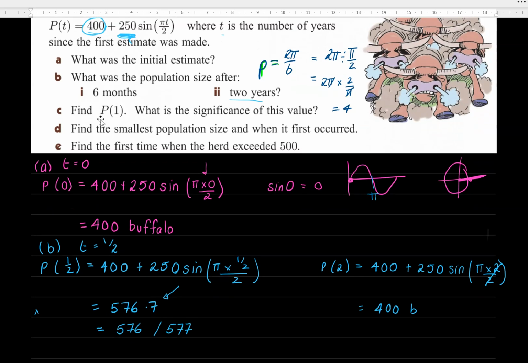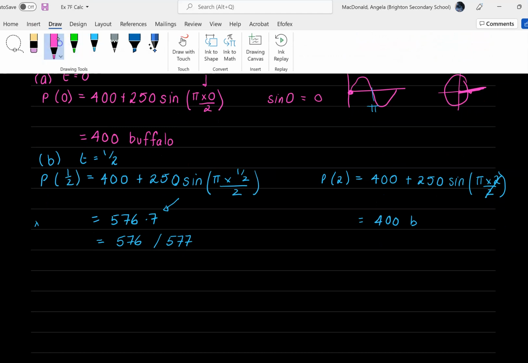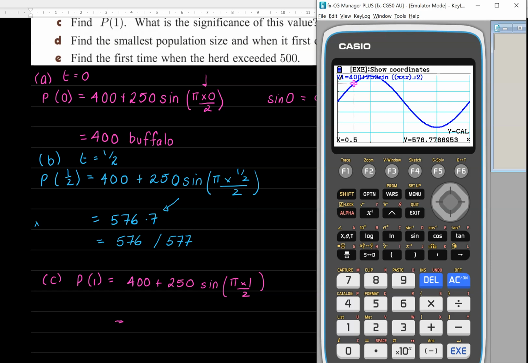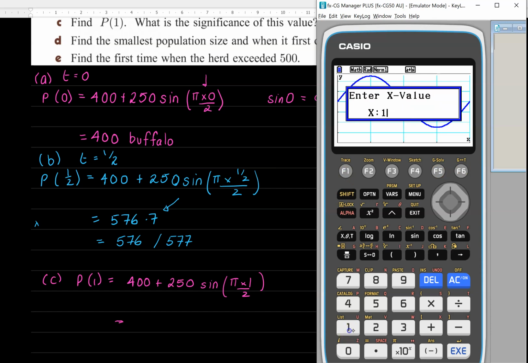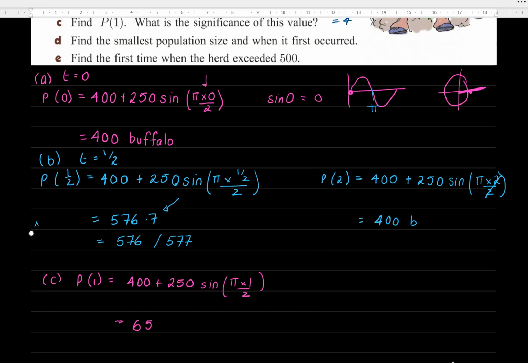Find p of 1. Right, so using our notation, p of 1 again, that's going to be wherever t appears, we're going to replace it with 1, so 250 sine pi times 1 all over 2, and we could go to the graphics calculator, run mode, and type that in, but while I've got the graph, I'm going to go gsolve more ycalc 1, enter. Right, so now we've got 650.